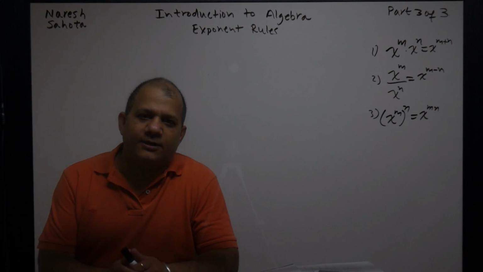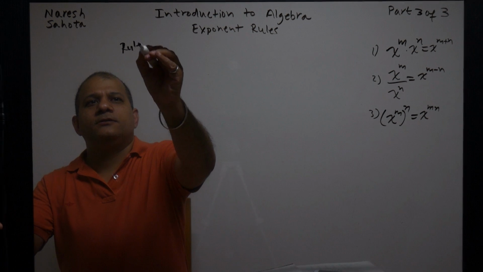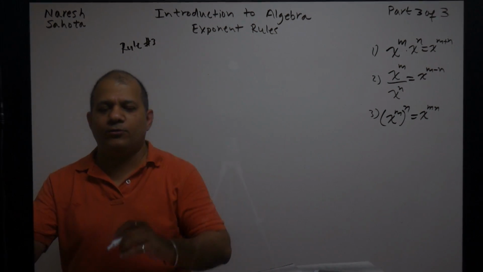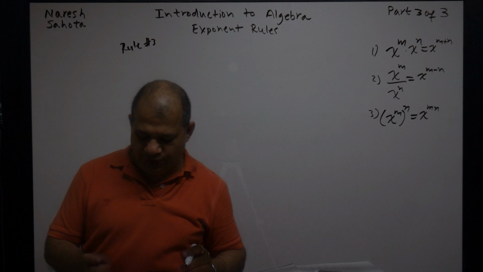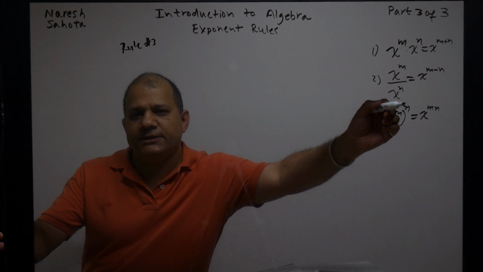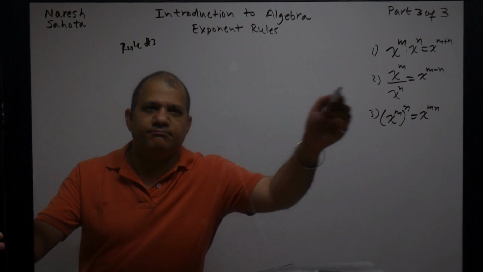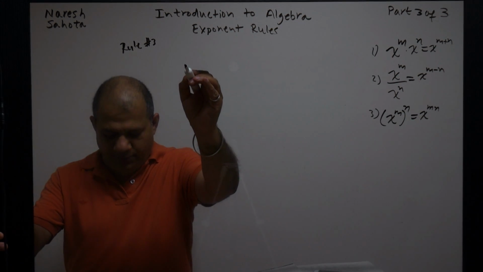So let's start with rule number 3. We're going to practice some questions. Rule number 3: when we have an exponent raised to an exponent, the rule says we can multiply the two exponents. So now let's look at an example.